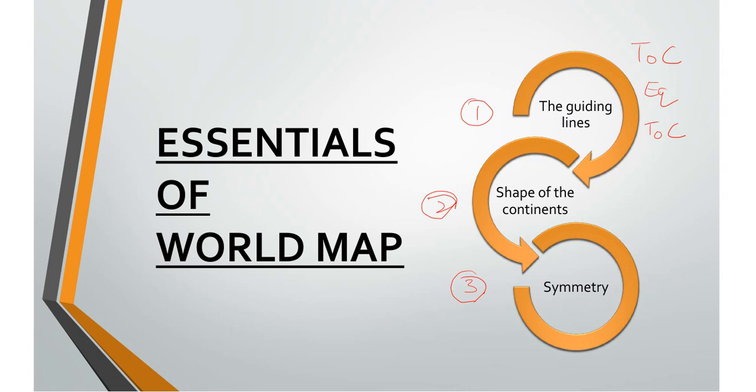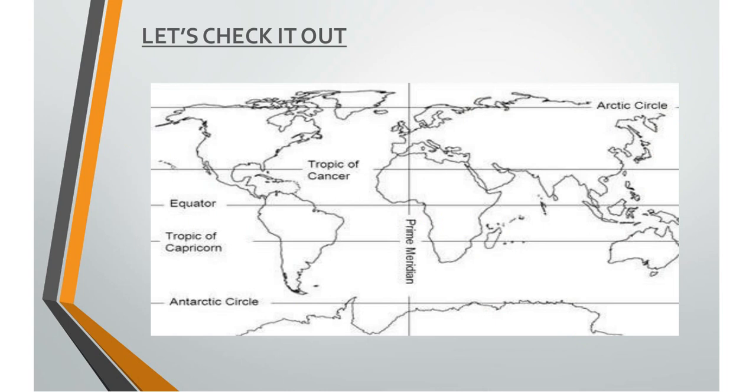Okay. And third is the symmetry. By symmetry I mean symmetry of size and relative location. Okay, the size of the continents and where they are placed should be symmetrical and resemble the actual world map. So let's see what I mean by these essentials of the world map. So let's check it out.